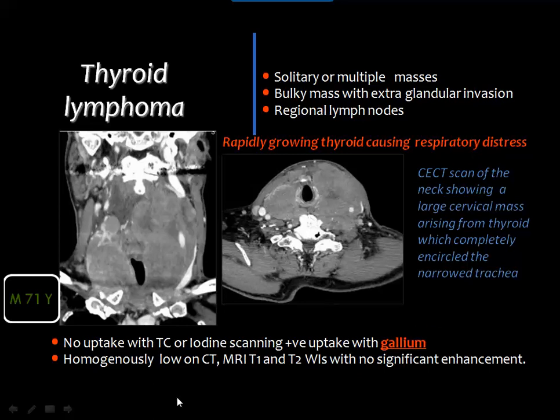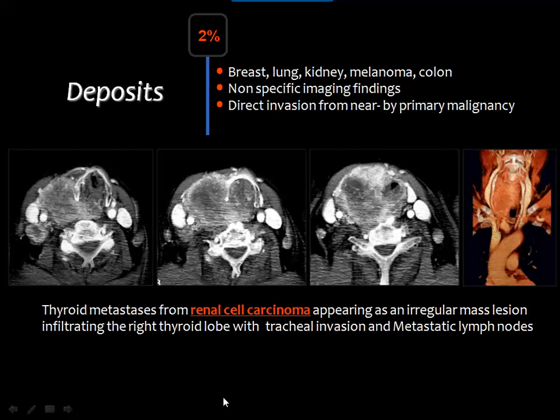In the previous days, and it may still be used up till now, there is the gallium scan. Gallium is specifically taken up by lymphoma tissue, and it may help to discriminate between lymphoma and carcinoma. But as you know, it is much easier to have a biopsy and to have solid evidence of a histopathologic diagnosis than to do the gallium scan or the PET scan, for example.